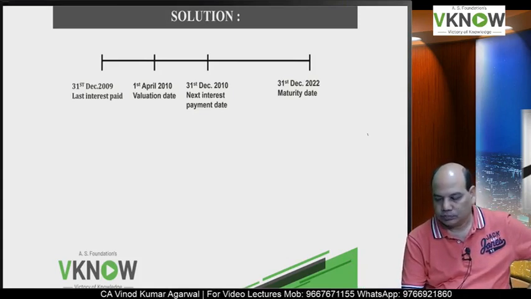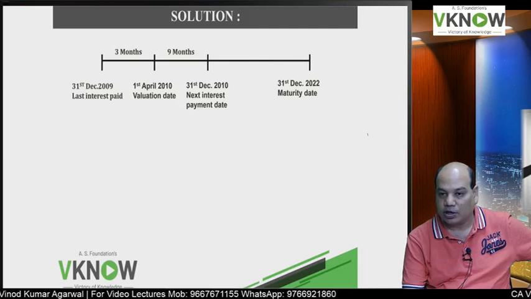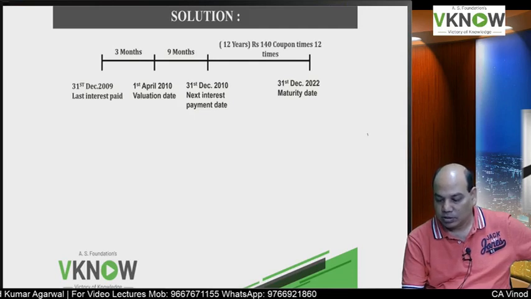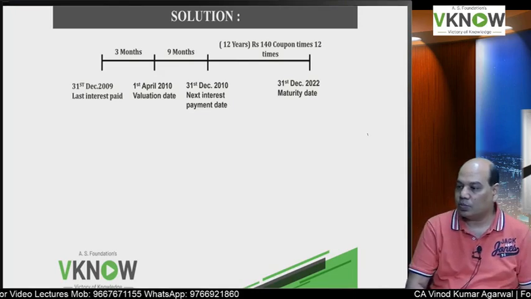Okay, so what will happen? Interest has accrued for 3 months. Next interest payment is after 9 months from the valuation date, and still 12 years are remaining. Still 12 years are remaining, means 12 coupons are remaining.